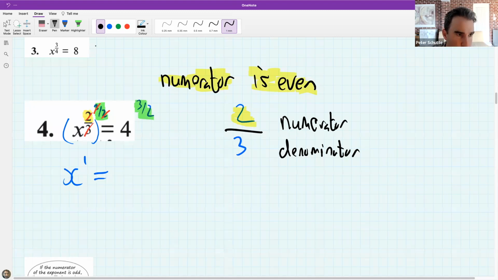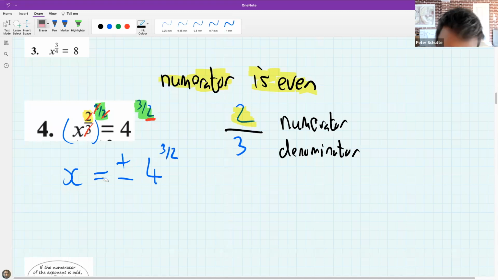Because this 2 is like a square root. You know, when you take the square root of something, there's a plus and minus that you get. The same thing happens here. You get plus minus 4 to the power of 3 over 2.